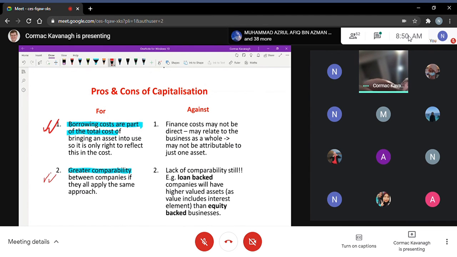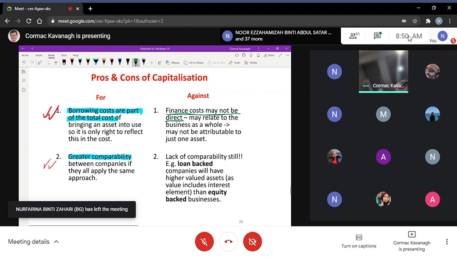But we should recognize that they are problems. So the finance costs may not be direct. So we just use WACC. It's not a very good argument. But fair enough, it's an argument, but not a very strong argument.